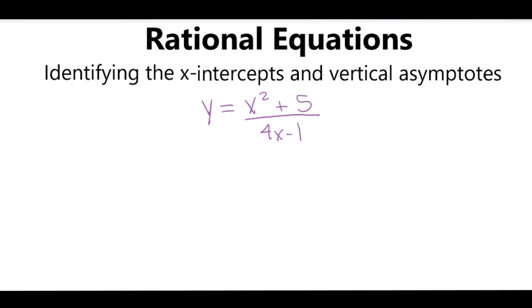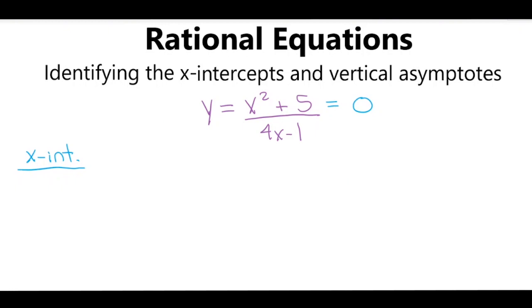Hello again. Today we're talking about rational equations, and we're identifying the x-intercepts and vertical asymptotes. So first we're going to find the x-intercepts. And remember, the x-intercepts are what you get when you set the top of the fraction equal to 0, because that will automatically make y equal 0.